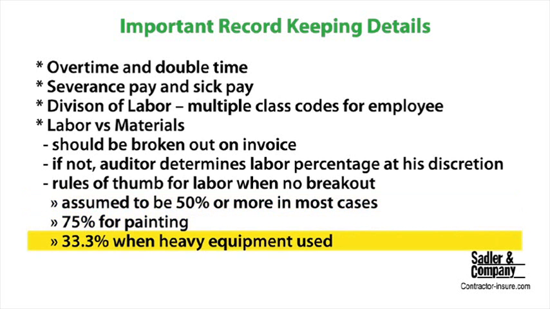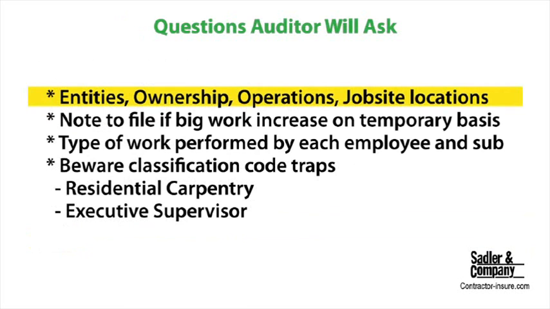However, a different rule of thumb is used for subs that provide heavy equipment, such as for excavation or land clearing. Many auditors will allocate 33 1/3% to labor in these cases due to the high expense of the use of equipment. The auditor will ask a number of questions about your business entities, ownership percentages, operations, changes in your operations, and the states in which you're operating.